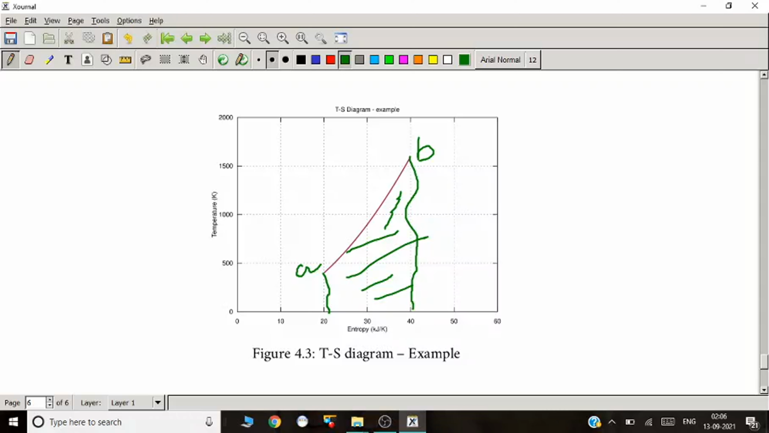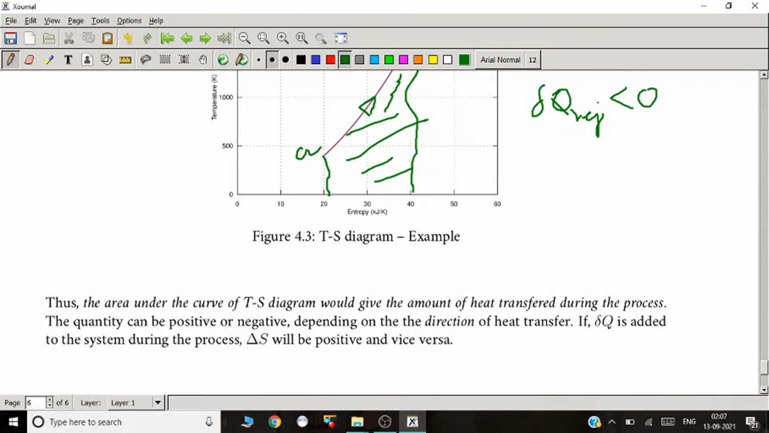Here, if I'm going from A to B, this has a net positive temperature change. Usually, this is associated with the positive heat transfer. If I have gone from point B to point A, this would have resulted in heat rejection. Should have given me a negative number. So this is what we have in a TS diagram.